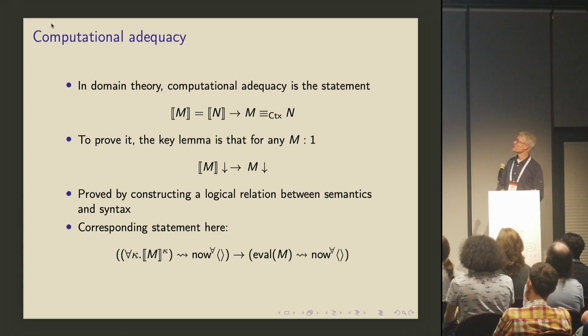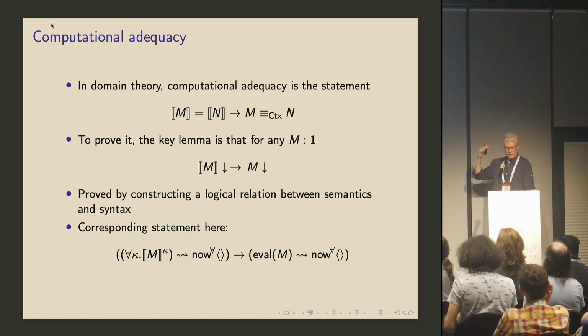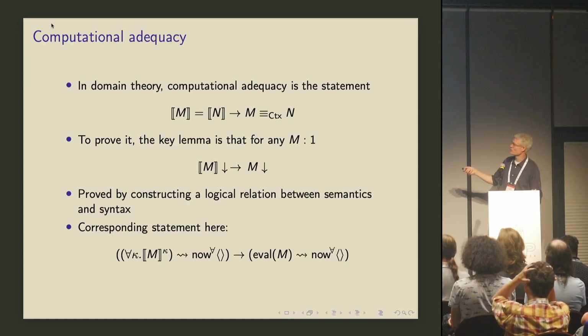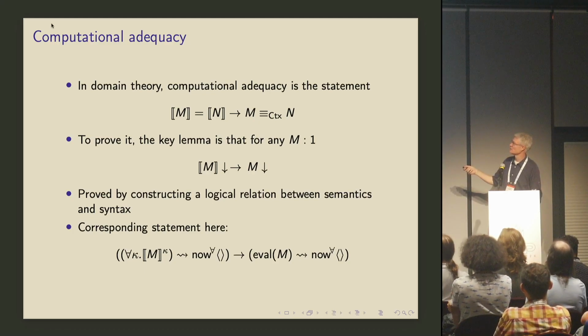Okay. And so recall the computational adequacy statement in domain theory. It says that if two terms are equal in the model, then they're contextually equivalent. The key step for proving this is to show this key lemma here, that if the denotation of a term terminates in the model, then also the term terminates in the operational semantics. Okay, and the equivalent statement would be this one here. Here's the denotation in the model, and I've stepped to the co-inductive one by quantifying over clocks. If that steps to now, then also the evaluation of M must terminate like this.